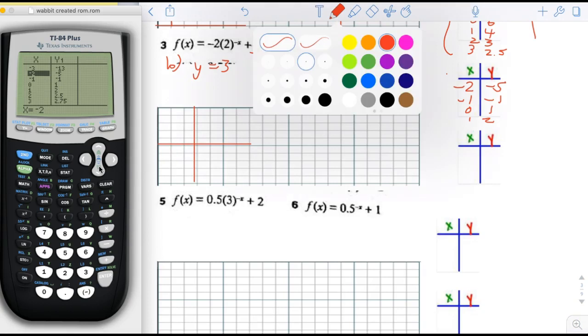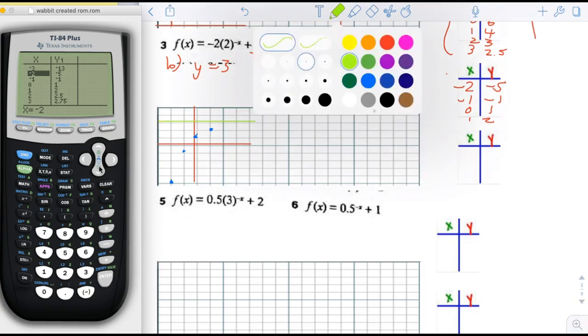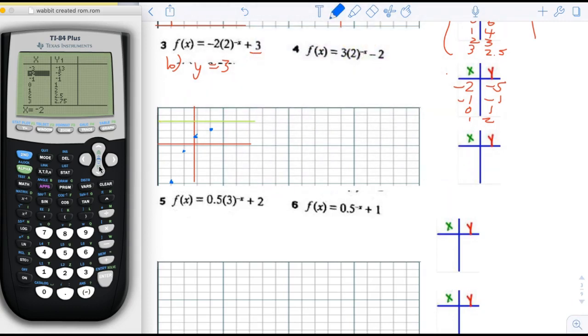Okay, now let's draw our points. So -2, comma -5 is here. -1, -1 is here. 0, comma 1 is here. 1, comma 2 is here. And then our asymptote is at y equals 3. Okay, and draw my curve approaching the asymptote.